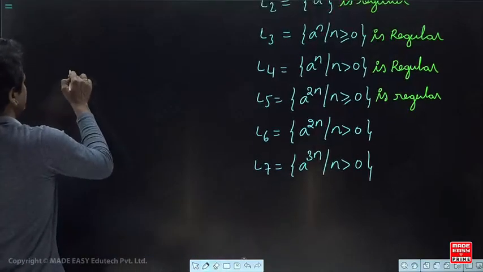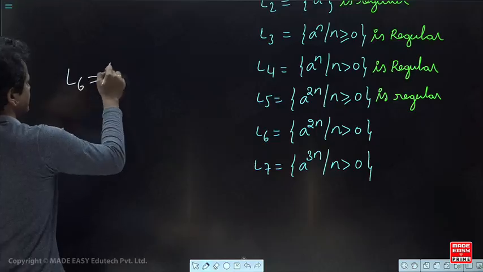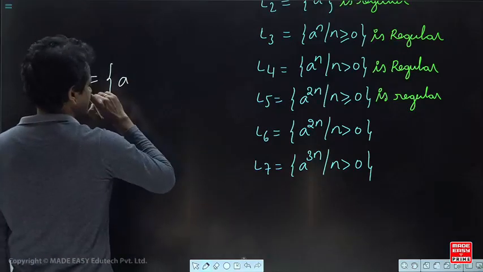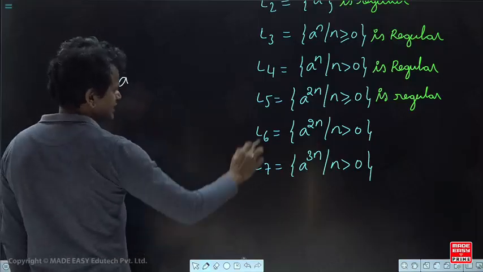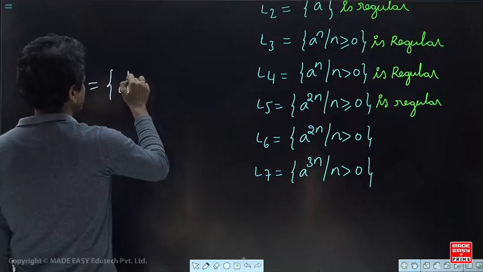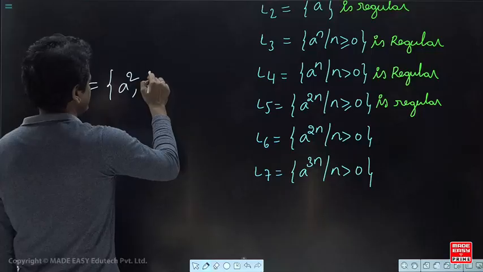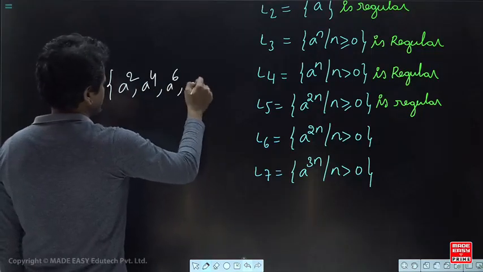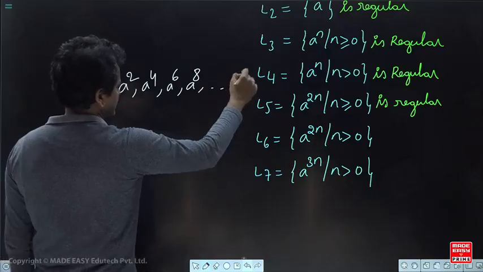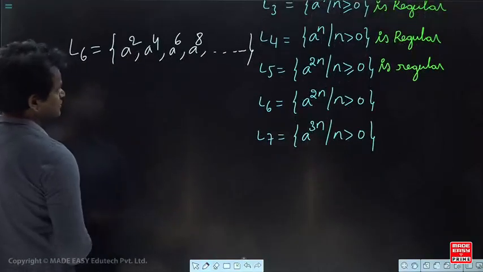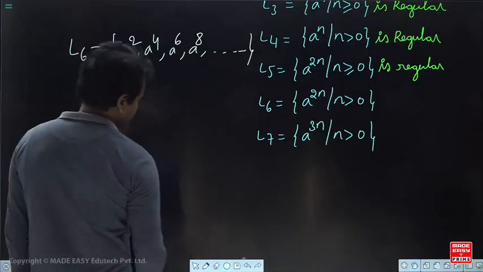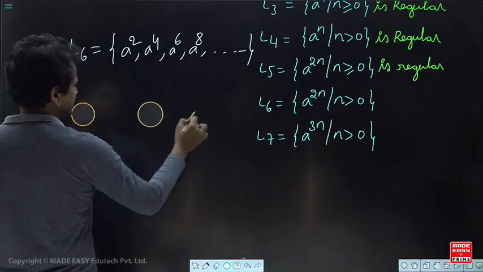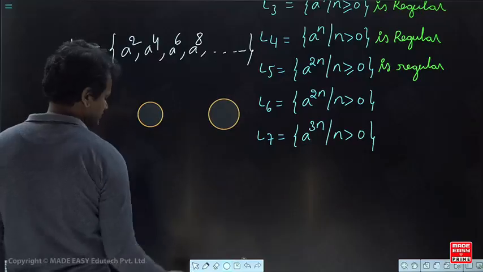L6. What is L6? a power 2n, n greater than 0. N greater than 0 means n is 1. If n is 1, a power 2 into 1, a power 2 into 2, a power 2 into 3, a power 2 into 4. That means what, guys? L6 also has an even number of a's, but the minimum a's are 2. Minimum a's are 2.